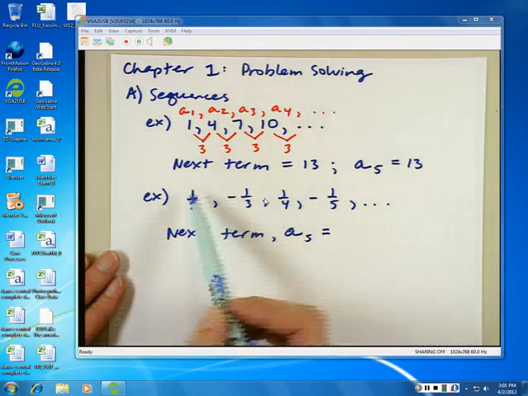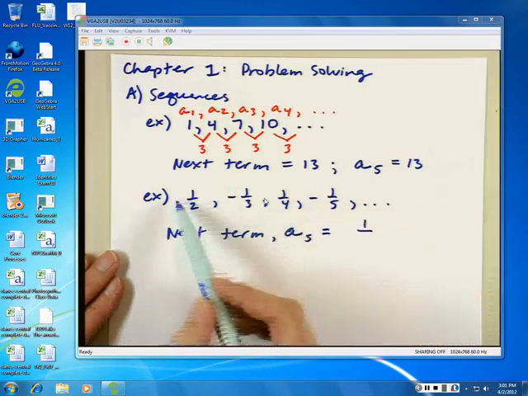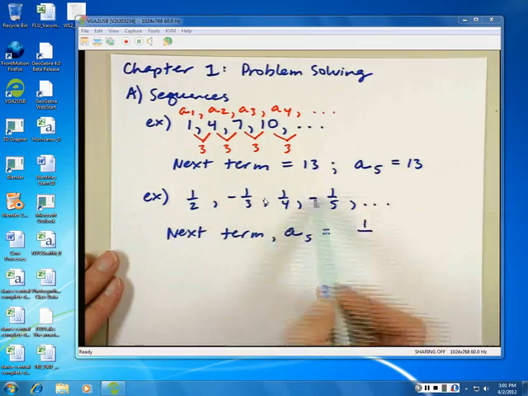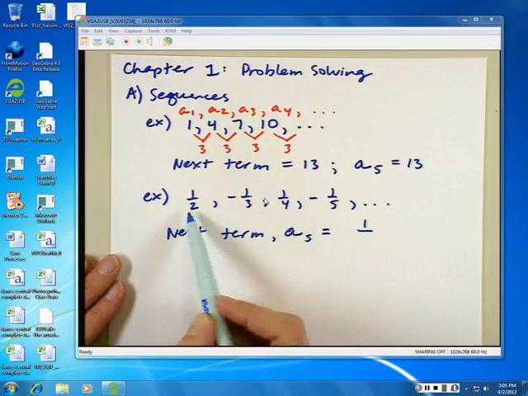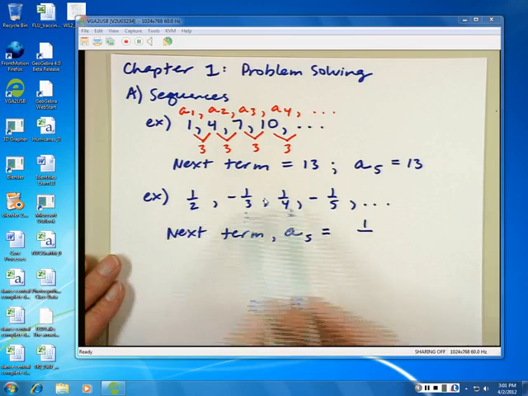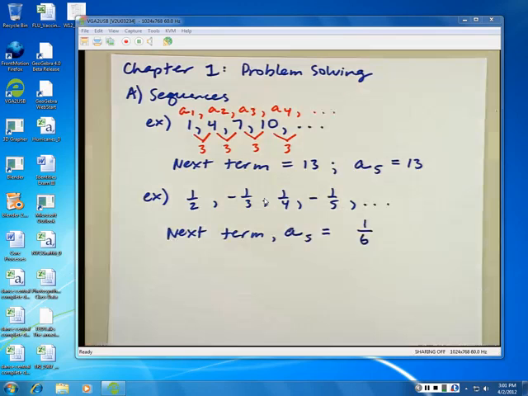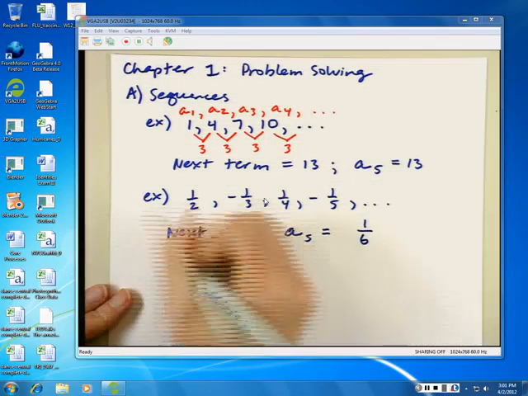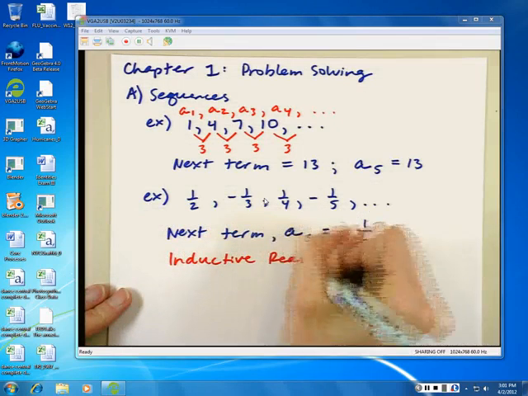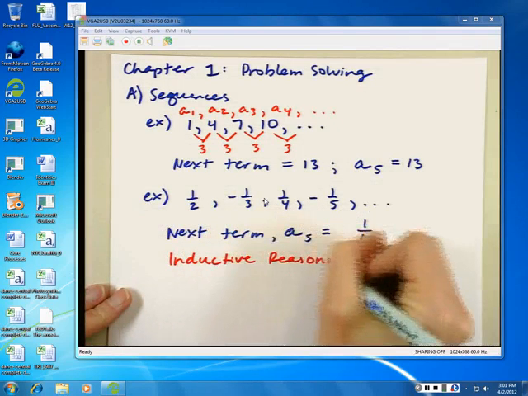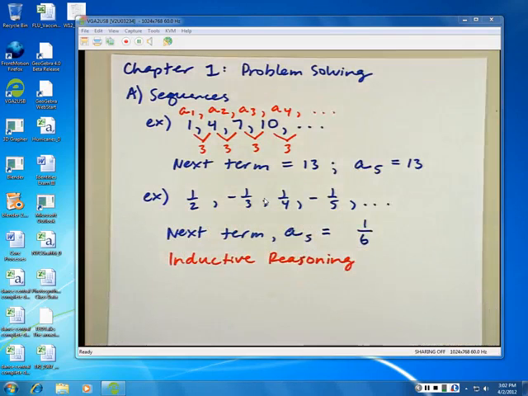So I notice that the 1 stays in the numerator, so I know that the numerator is going to be a 1. I alternate positive, negative, so I must have a positive for my term. And my denominators are counting numbers starting with 2: 2, 3, 4, 5. So the next one must be 6. Again, I used what's called inductive reasoning. There are no guarantees with inductive reasoning. It just means I'm making my best guess at the next number.